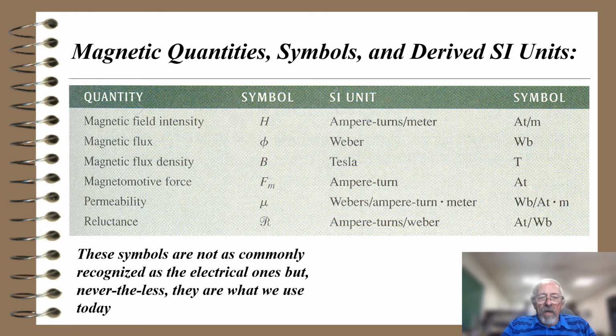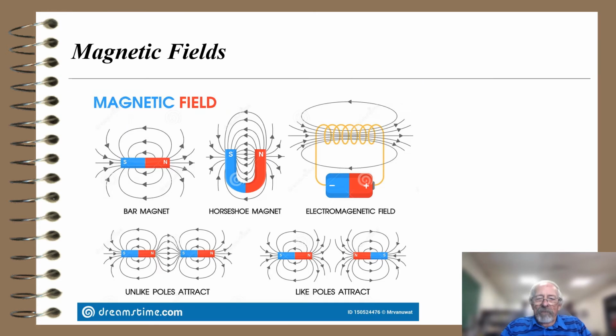Magnetomotive force is capital F, small m. Ampere turns. Permeability is mu, the Greek letter mu, which is a real complicated SI unit. And reluctance is a script R. So these things, again, are not as commonly recognized, and you'd look them up as you needed them.